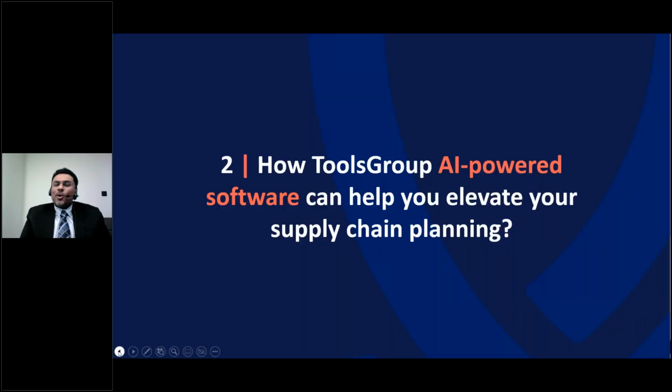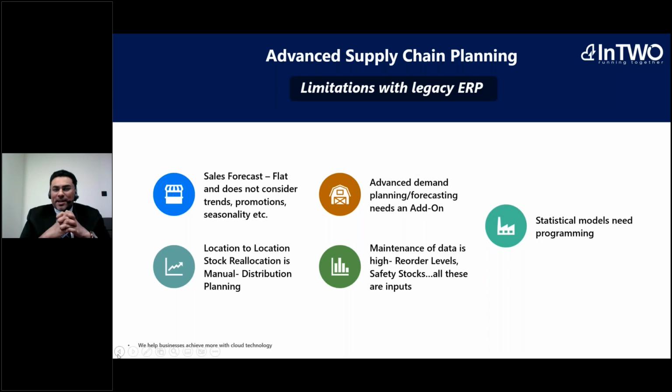Perfect. Thank you. So what are some of the limitations with legacy ERP? The first main limitation is when it comes to sales forecast. Flat, does not consider trends, promotions, seasonality, etc. Location to location stock reallocation is mostly manual, which basically means distribution planning today continues to be handled through manual spreadsheets. Advanced demand planning and forecasting usually needs an add-on for most of the legacy ERP systems.